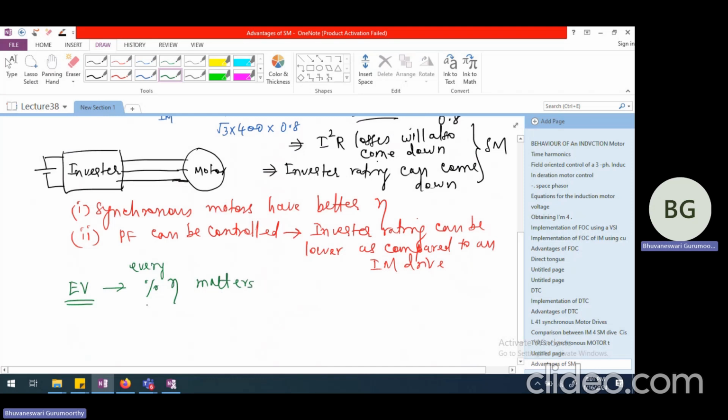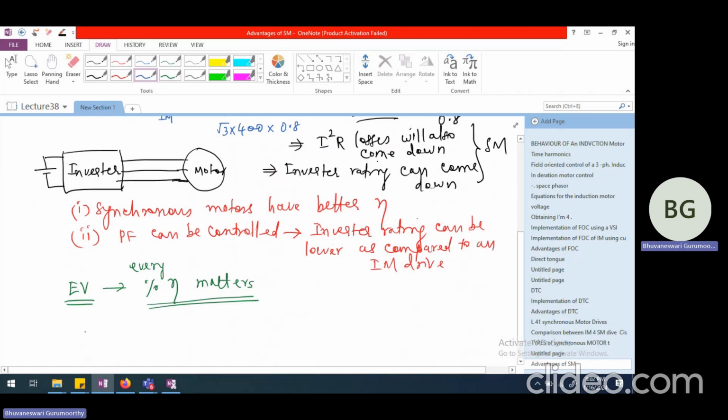Looking at the reduction in the battery that you can achieve with a synchronous machine, people have now completely migrated to synchronous motors. That is one reason why electric vehicles generally employ only interior permanent magnet synchronous motors.